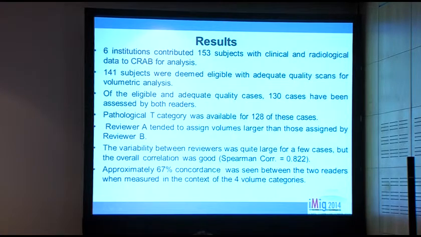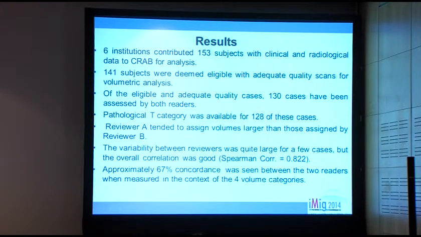6 institutions contributed 153 subjects with complete clinical and pathological data to CRAB for analysis. Out of these, 141 subjects were deemed eligible with adequate quality CT scans for volumetric analysis. Of the eligible cases, 130 have been assessed by both readers, and of these, 128 had pathological T category available for comparison.